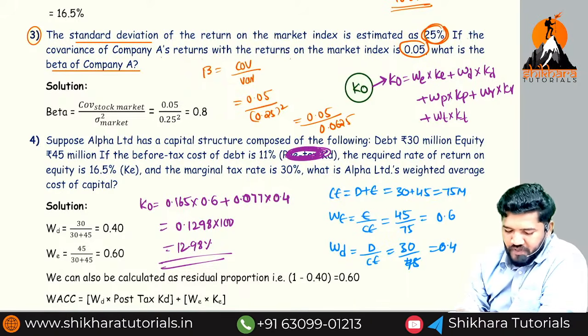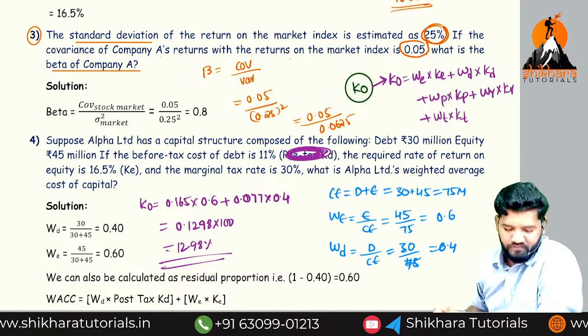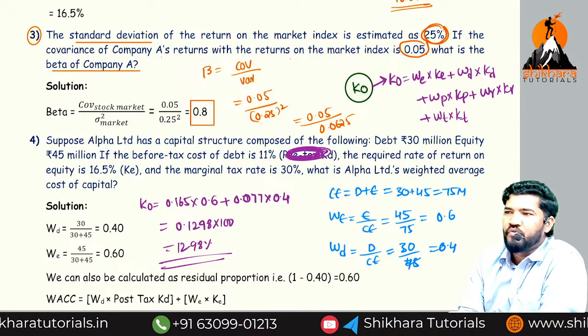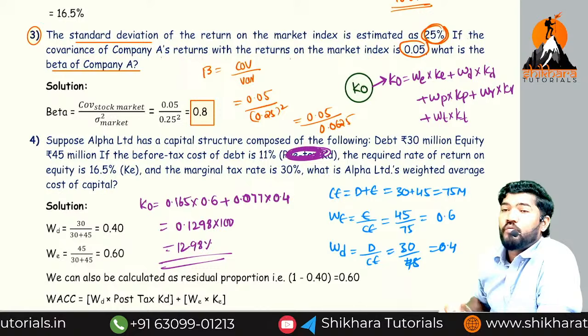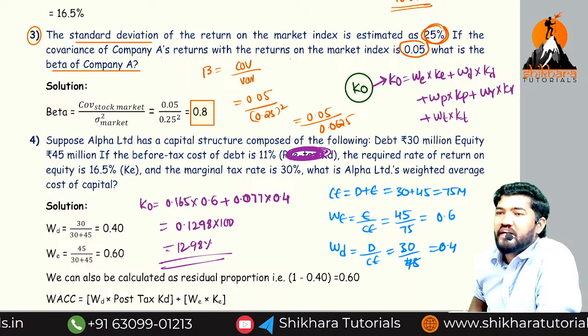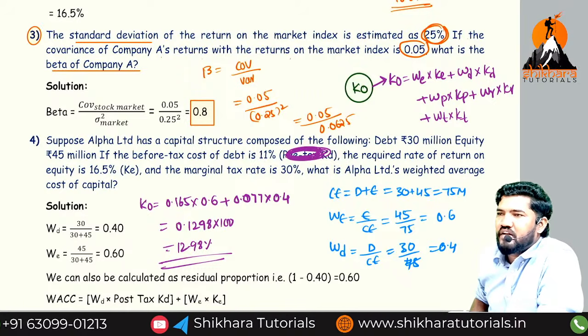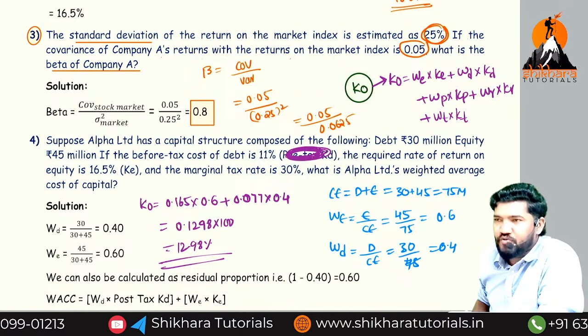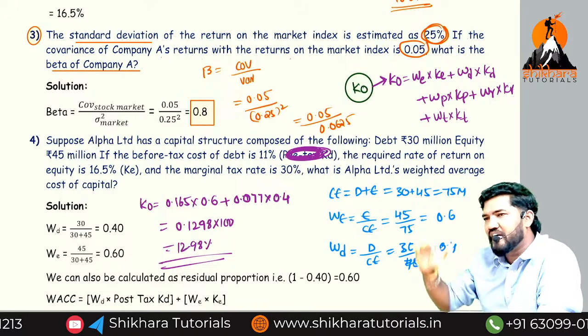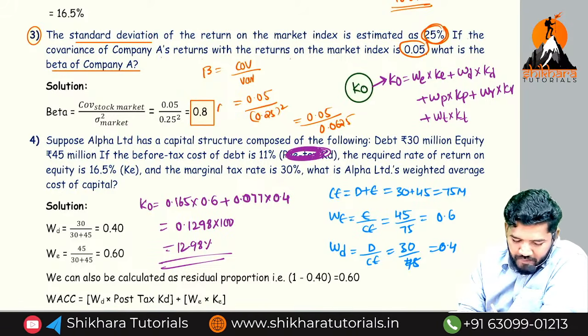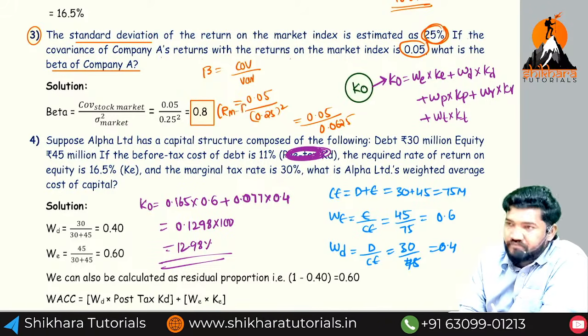0.0625. Now 0.05 divided by 0.0625 is 0.8. More risk or less risk? More sensitive or less sensitive? Less sensitive, less than 1. So if it is less sensitive, your expectation will also be reduced. Why? Because you are multiplying with RM minus RF.